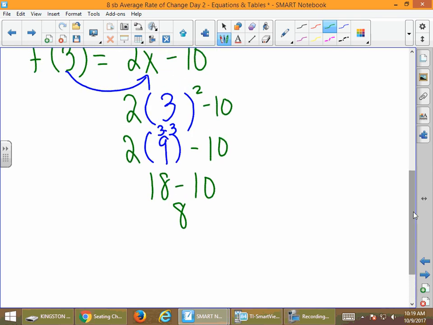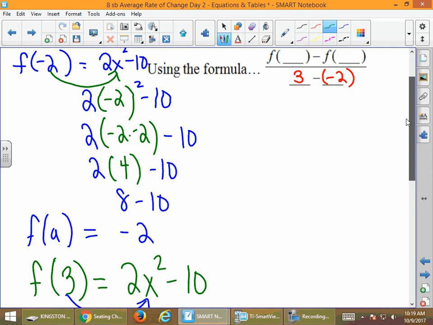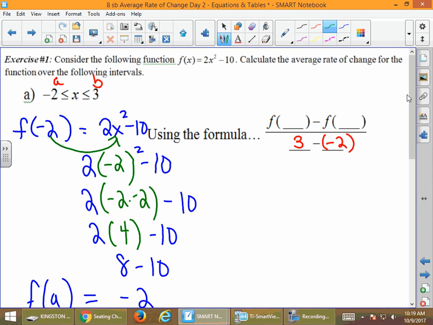And what we just found out with our calculations here is that f of b equals 8. Well, we are filling in our formula here. And the formula that we're filling in is that this is f of b minus f of a over b minus a. And maybe I should have written that there, but we already filled it in, so I'll leave it like it is.